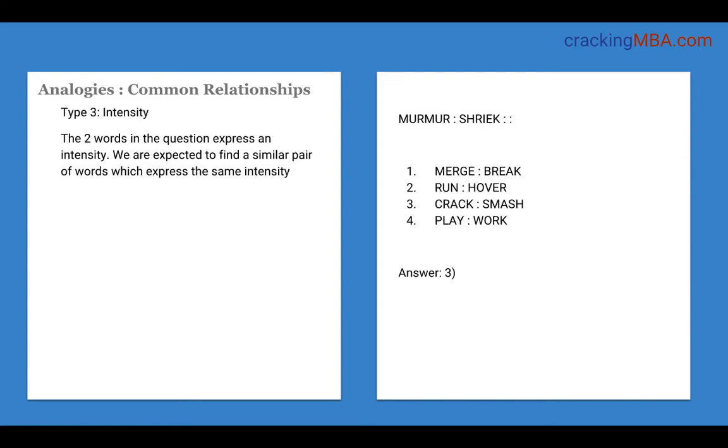Next is intensity. So the two words express some kind of intensity between each other. Let's look at an example. We are saying murmur and shriek. Murmur means to say something silently, and shriek is to express something very violently. If we look at the options, we can find option C, the third option, is the best fit because crack means a small split, whereas smash is to entirely break up something. A crack would be a small crack in a window, for example, while smashing is to entirely dismantle the window. So option 3 best expresses the intensity of the initial two words.